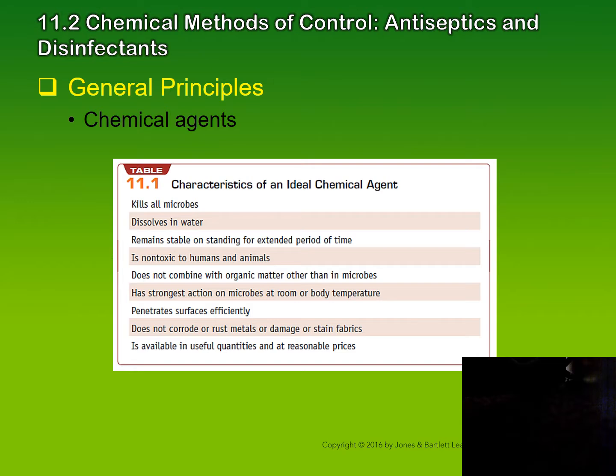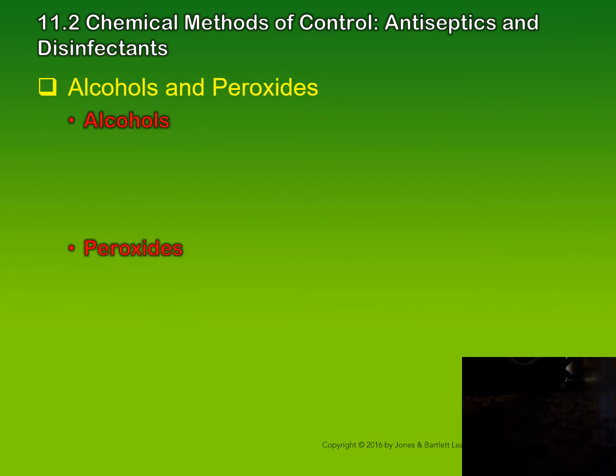Some of the general characteristics of an ideal chemical agent, and I'm not going to read the entire list to you, but let's just point out some of them. You want to be able to kill all types of microbes. You want something that cleans, that's going to be able to dissolve in water. You also want it to be fairly stable for a fairly long time. And of course you don't want it to be toxic to the human who is using it. So I would look over this list a little bit more, but keep some of those things in mind as you're designing the ideal chemical agent.